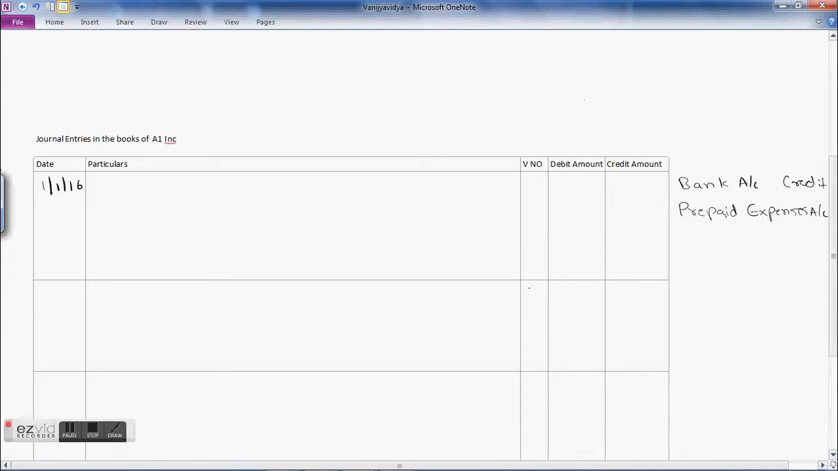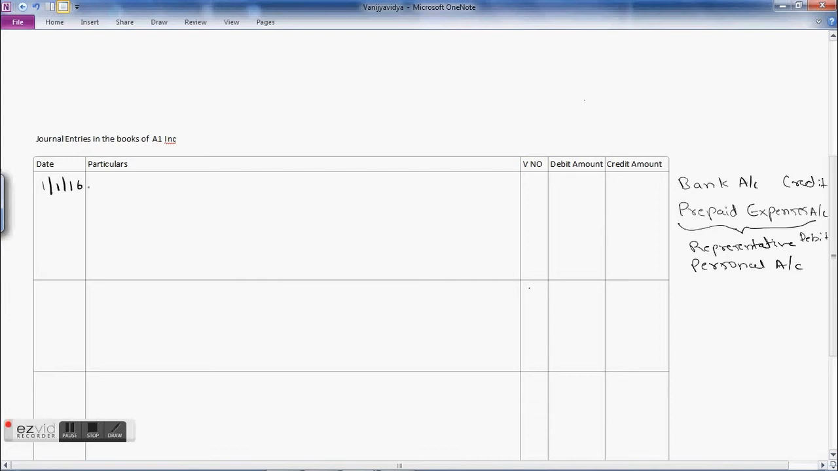Prepaid expenses is also a representative personal account, right? So what is the rule? Debit the receiver, credit the giver. Now whom is this prepaid expense account representing? GBP Limited, correct? Now GBP Limited is receiving the amount, right? So you have to debit it.